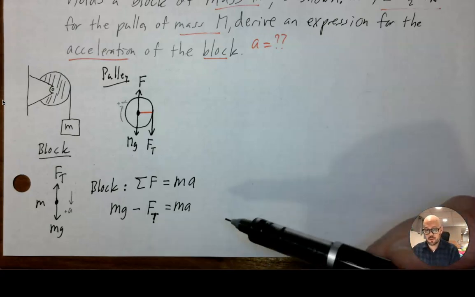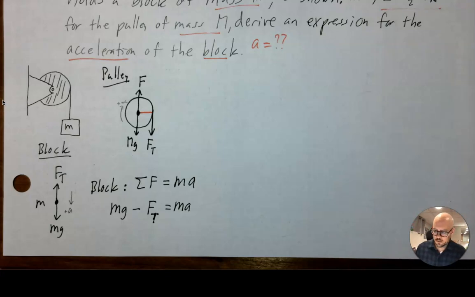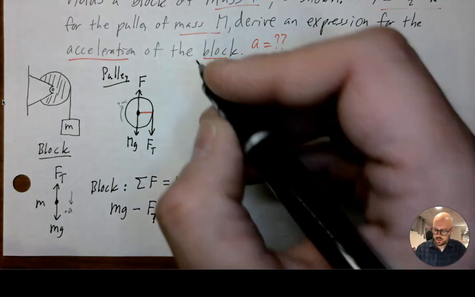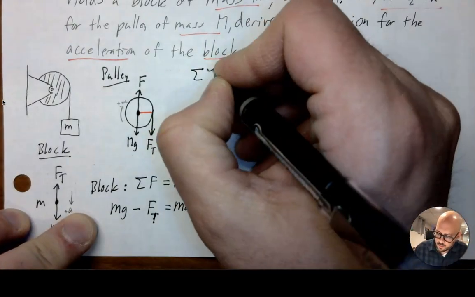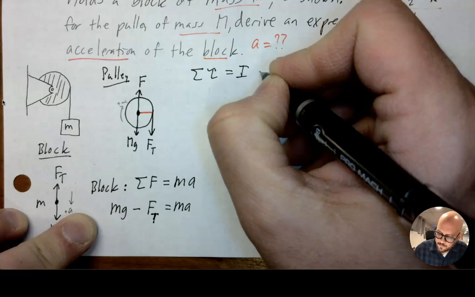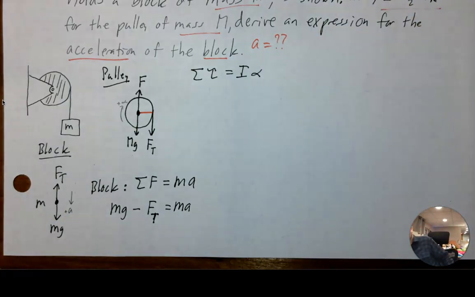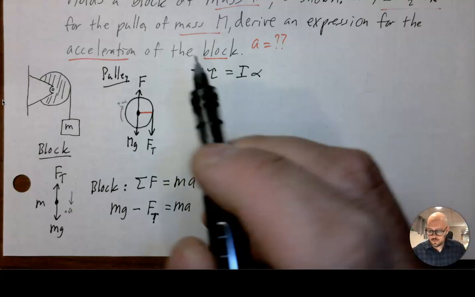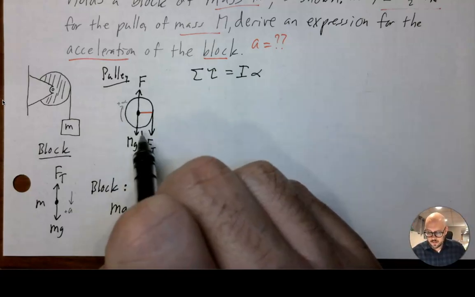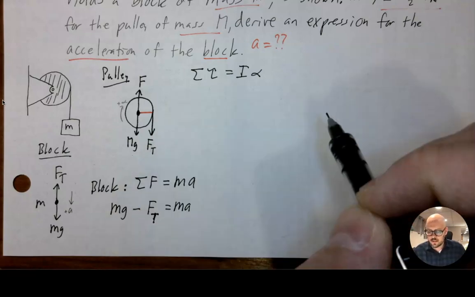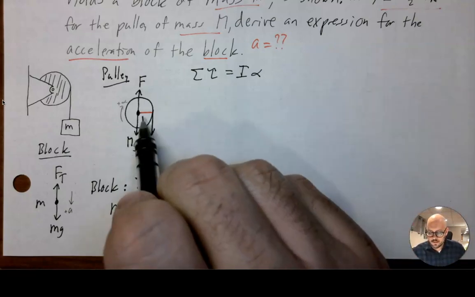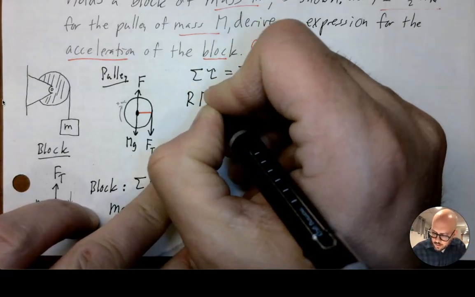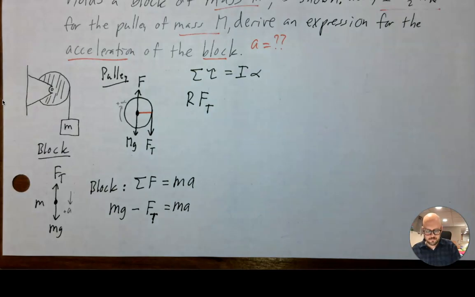And I am limited by that. I have to now consider the pulley. The pulley, that tension force delivers a net torque. So I'm going to start with net torque equals I alpha. And this is where this problem gets really difficult. The easy part is the net torque. The only force out of these three that can possibly produce a torque is tension. And since it acts at a distance that's equal to the radius, the net torque on this pulley is R times Ft.